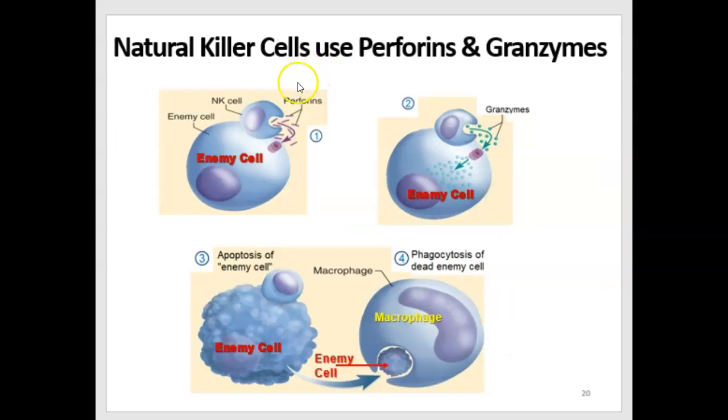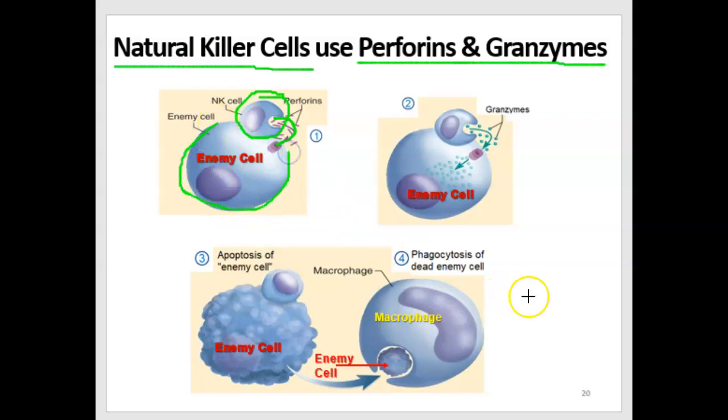So here I just wanted to tell you that the last kind of lymphocyte, called a natural killer cell, functions just like the cytotoxic T cell in that it uses perforins and granzymes to kill a target cell. But this picture is a little bit misleading, so I want to go through it with you. On the upper left is a very small natural killer cell releasing perforins when it has recognized an enemy cell.